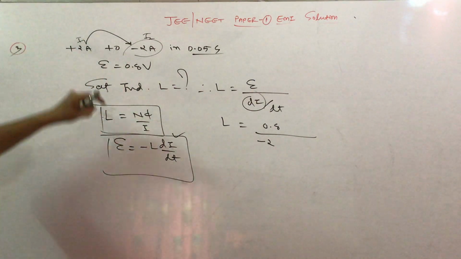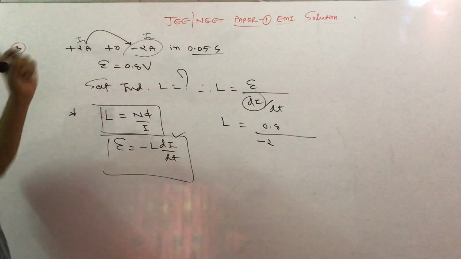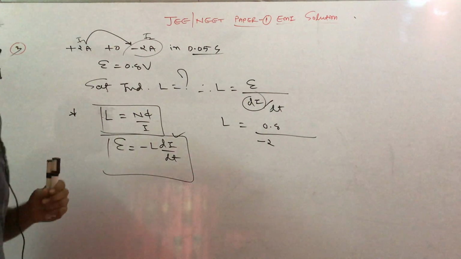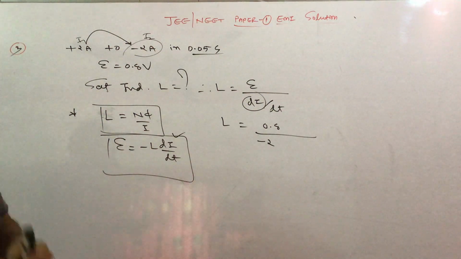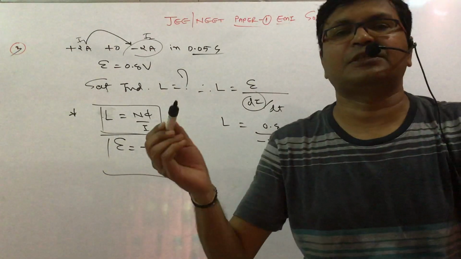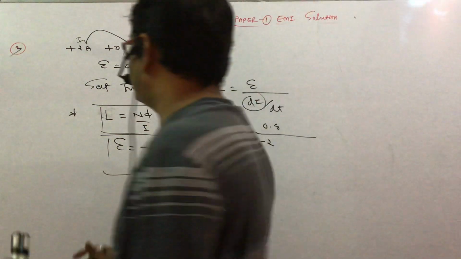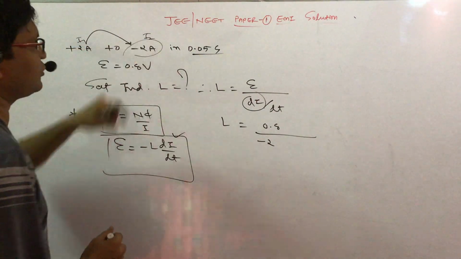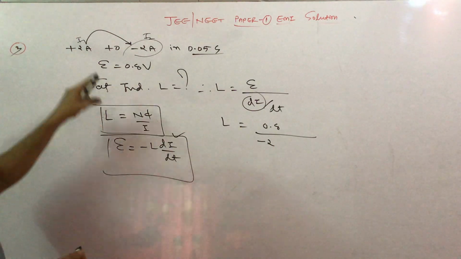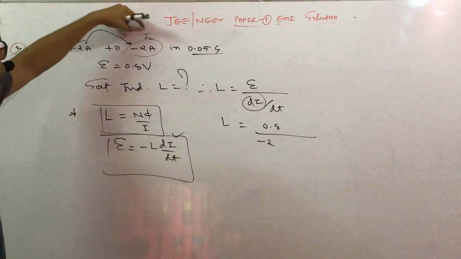Many students make mistakes here, particularly for this type of situation, because of only one word: hurriedly. So look carefully, this is I1, this is I2. Many students hurriedly do plus 2 ampere minus 2 ampere equals 0, but change in current is I2 minus I1.